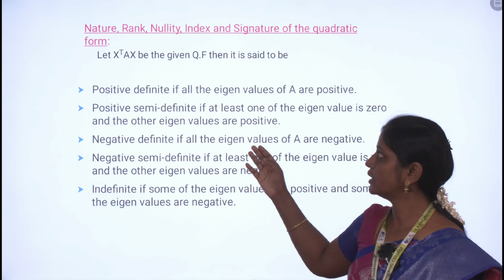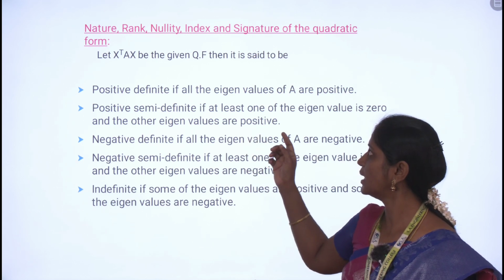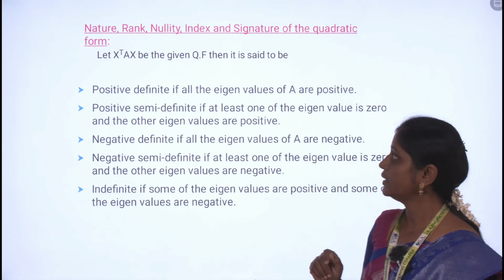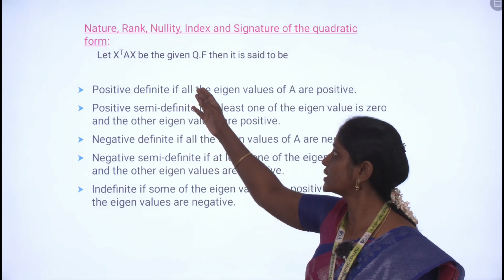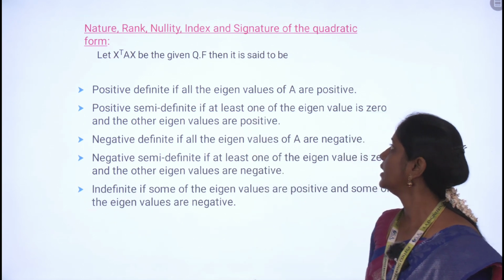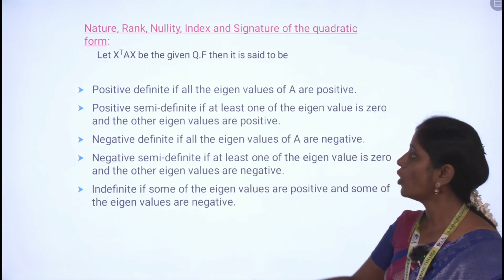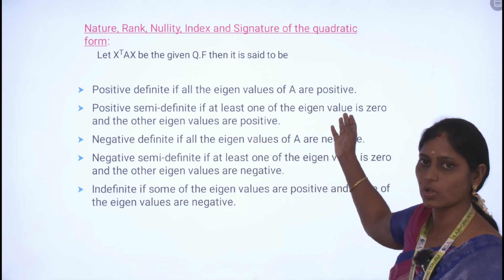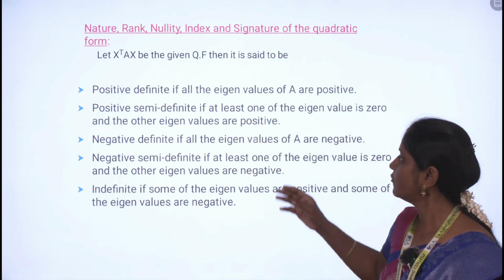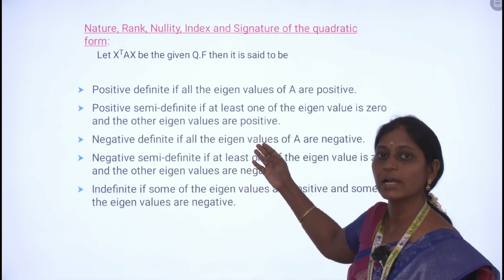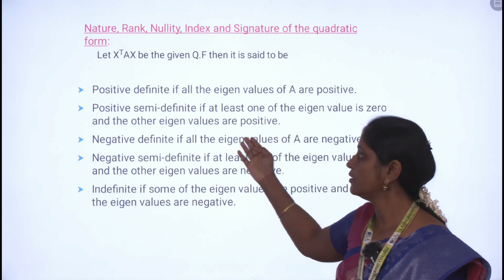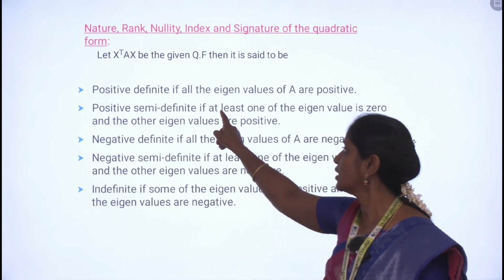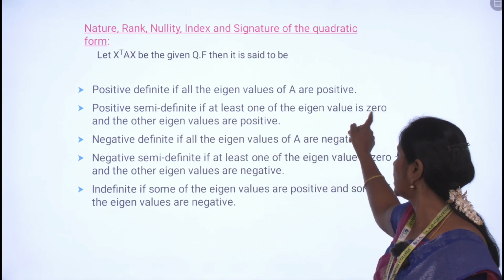Next, we can discuss the nature, rank, nullity, index, and signature of the quadratic form. Let x transpose A x be the given quadratic form. Then it is said to be positive definite if all the eigenvalues of A are positive. If one of the eigenvalues is 0 and the other eigenvalues are positive, then we call it positive semi-definite.